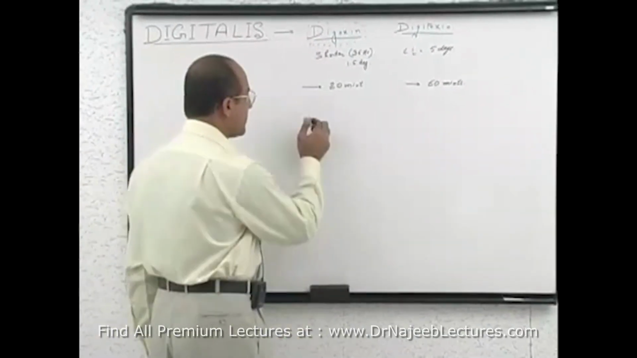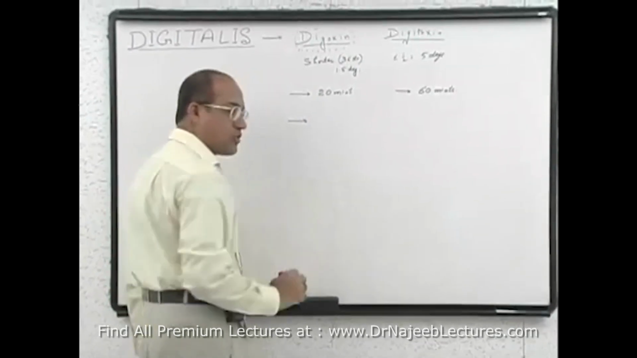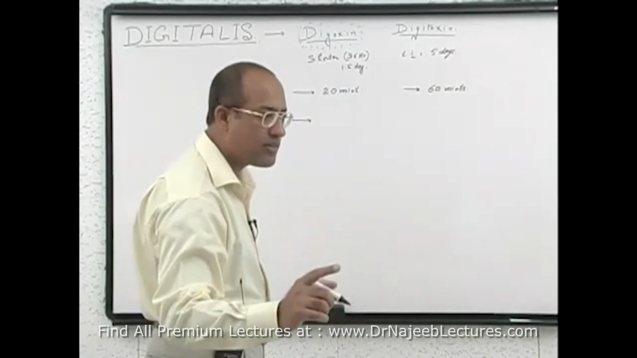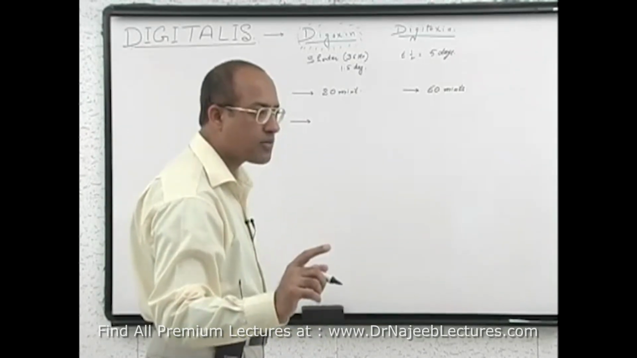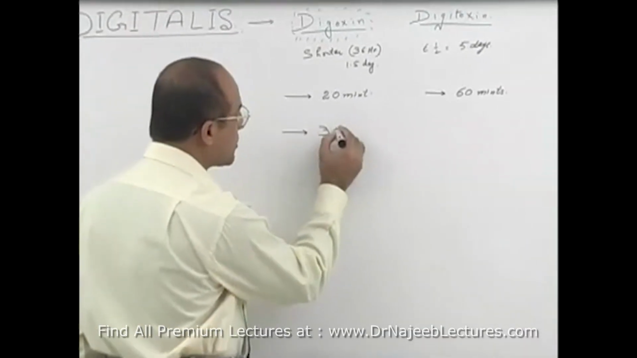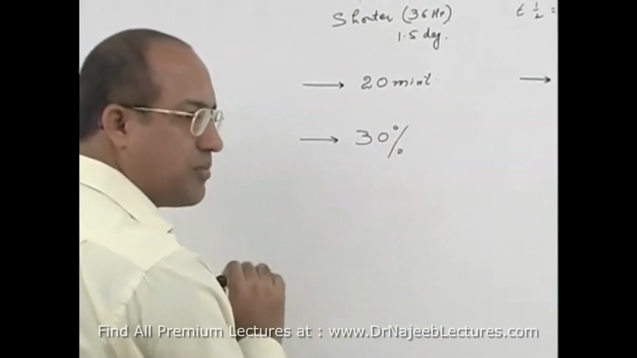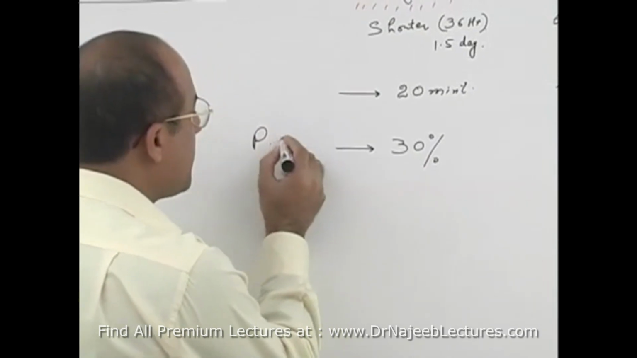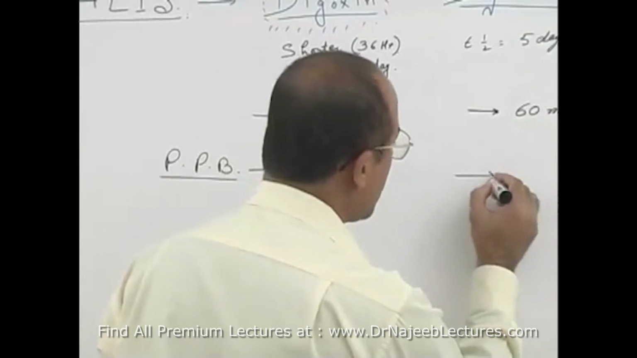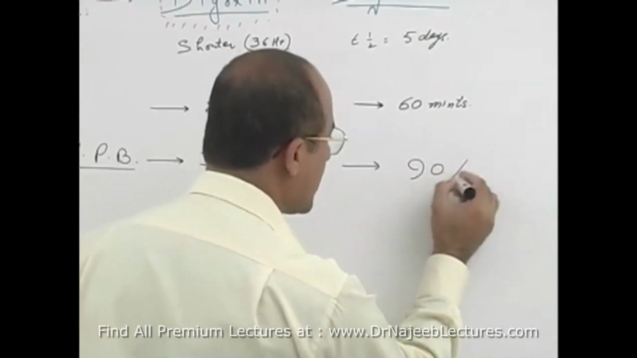Then protein binding. Of course, the one which has short half-life should bind to protein less. Which has long half-life, it means it is sticking to plasma proteins more. So digoxin binds with the plasma protein about 30%. And here, the plasma protein binding is about 90%.